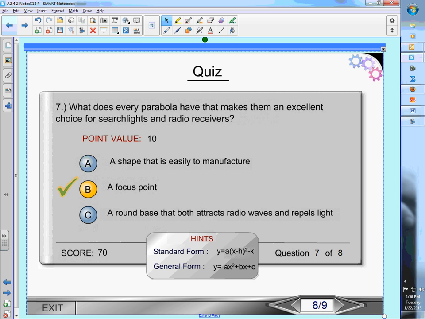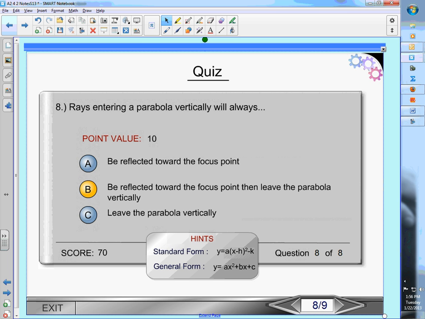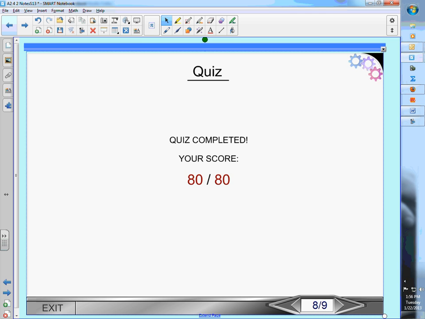So it has to have a focus point, and then rays entering vertically will always reflect to the focus point and then leave the parabola vertically. So it does both of those. Okay?